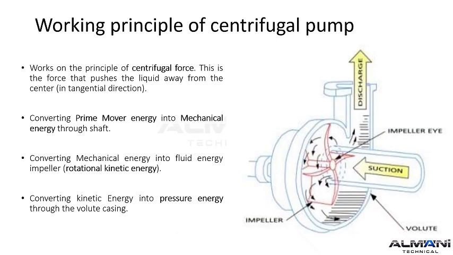A centrifugal pump's operation is an energy conversion process. Prime mover energy spins the shaft, which rotates the impeller. The impeller's vanes impart kinetic energy to the fluid, flinging it outward by centrifugal force. This high-speed fluid then enters the volute casing, where it slows down, converting its kinetic energy into pressure energy to be discharged from the system.